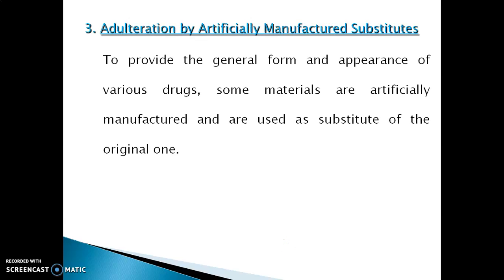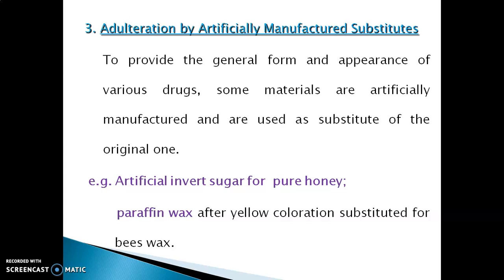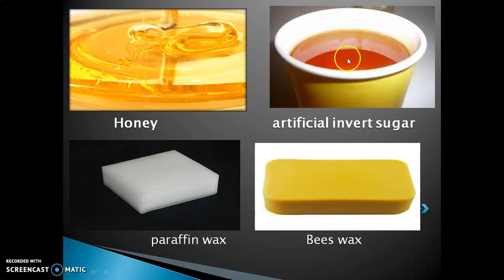Then the third method, that is adulteration by artificially manufactured substituent, where to provide the general form and appearance of various drugs, some materials are artificially manufactured and used as a substitute for the original one. For example, artificial invert sugar for pure honey, and paraffin wax after yellow coloration is substituted for beeswax. So these are the examples: artificial invert sugar is used as a substitute for honey, and paraffin wax after yellow coloration is used as a substitute for beeswax.